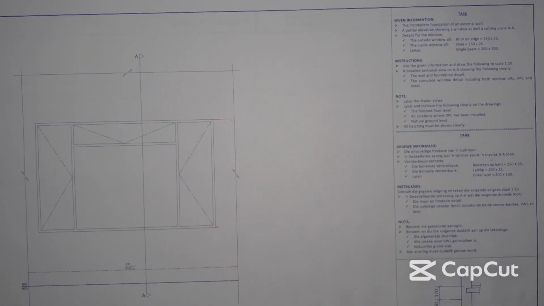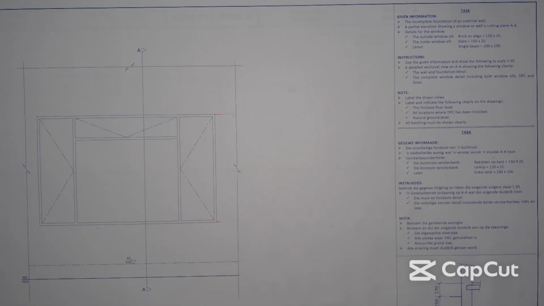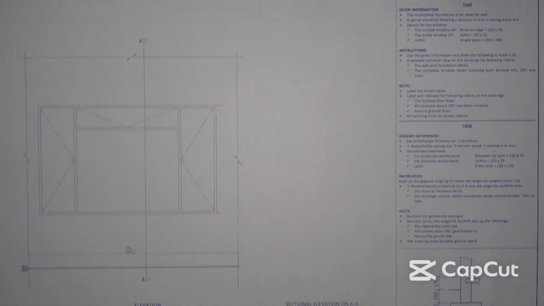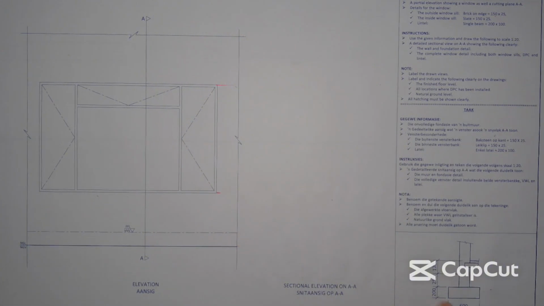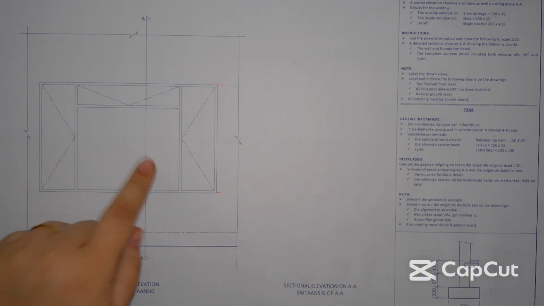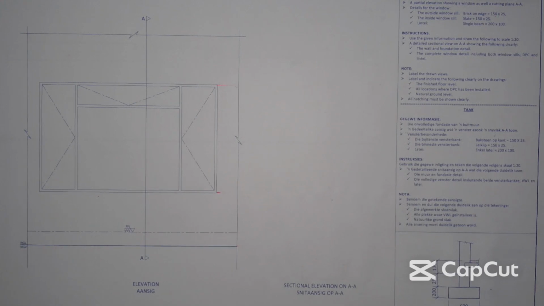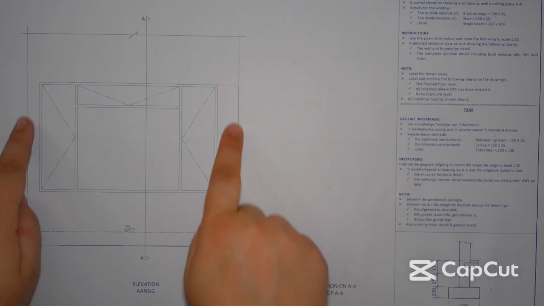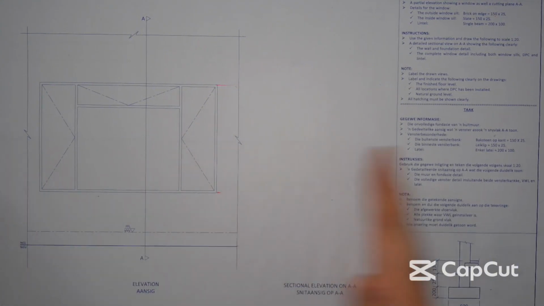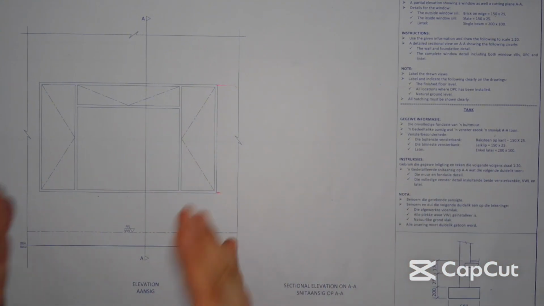If we start, you will see the given information is the incomplete foundation of an external wall. So it's this one. An external wall is a load-bearing wall, which means it's wider than the dividing walls inside the house. Then a partial elevation showing a window as well as cutting plane AA. So it's this piece. An elevation is a side profile of a house. Partial, because if you see these zigzag lines, that means the sketch carries on. It's just showing a part.